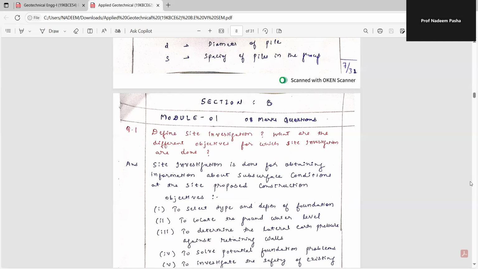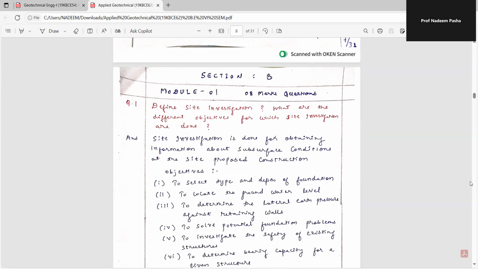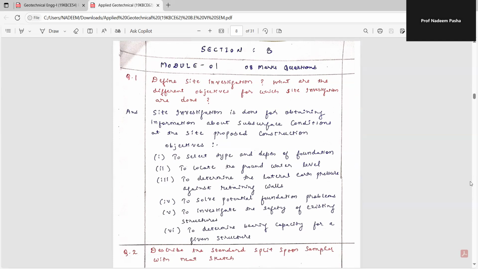Next, to locate the groundwater level. Next, to determine the lateral earth pressure against retaining wall. Next, to solve the potential foundation problems. Next, to investigate the safety of existing structure. Finally, to determine the bearing capacity of any given structure.